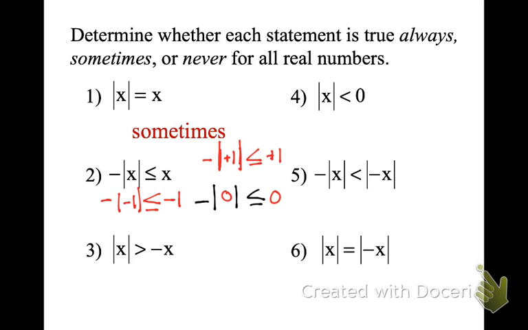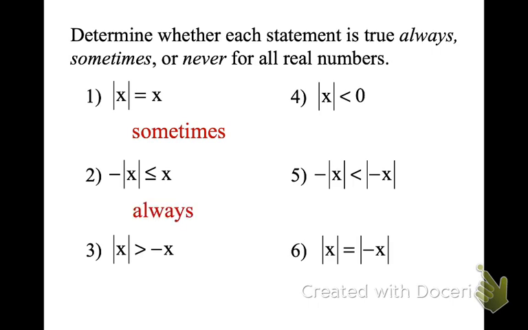Okay, does it work with a negative? What does this become? The absolute value of negative 1 is 1, times the negative is negative 1. Is that less than or equal to negative 1? Okay, that works. Does it work here with positive 1? Yeah. Does it work with 0? So what do we say? Always. Good.